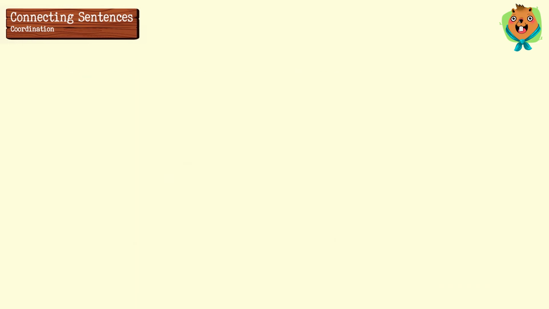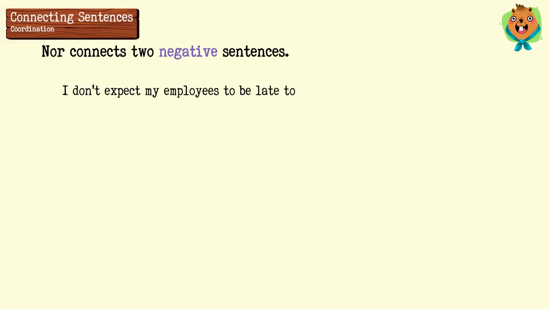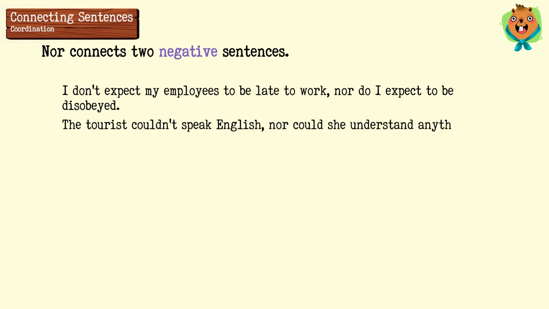The next conjunction we will look at is the conjunction nor. This conjunction is similar to and because it is used to add two ideas together like the conjunction and. But the difference is that we use nor to connect two negative statements. For example, I don't expect my employees to be late to work, nor do I expect to be disobeyed. The tourist couldn't speak English, nor could she understand anything I said.